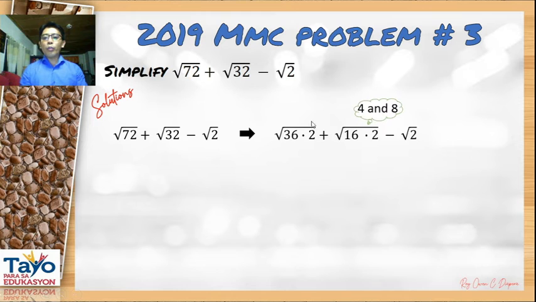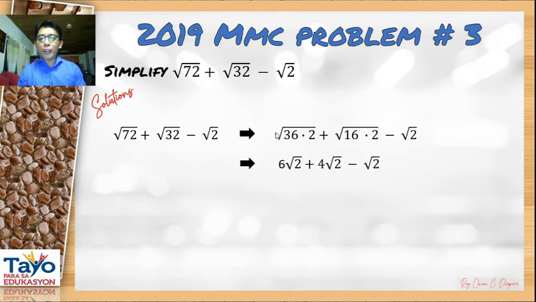So why is 4 and 8 also not included? Because 8 has factors 4 and 2. That is why we choose 16 times 2 as the factors of 32. Okay, what's next? So square root of 36 is of course 6. Copy square root of 2 plus square root of 16 is 4, and square root of 2 is to be copied, minus square root of 2.